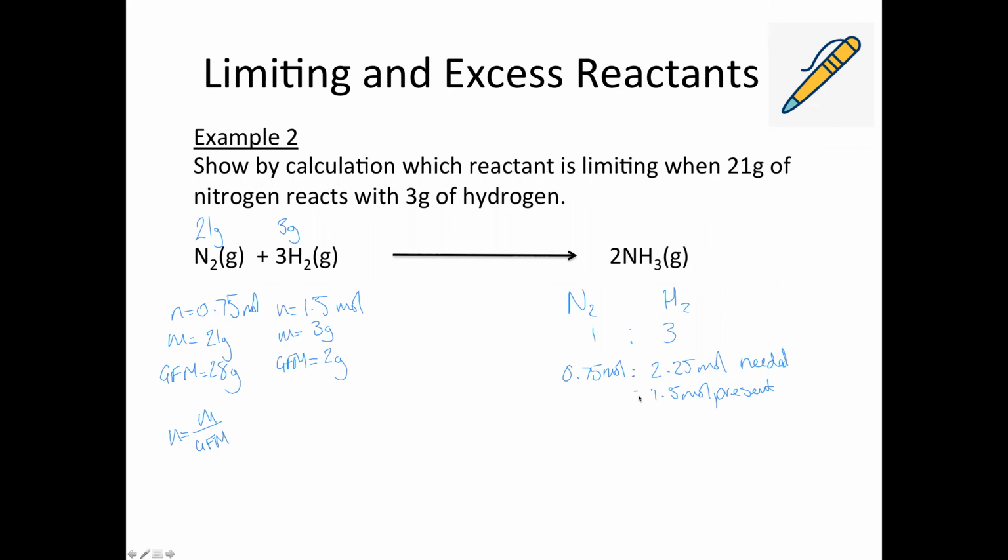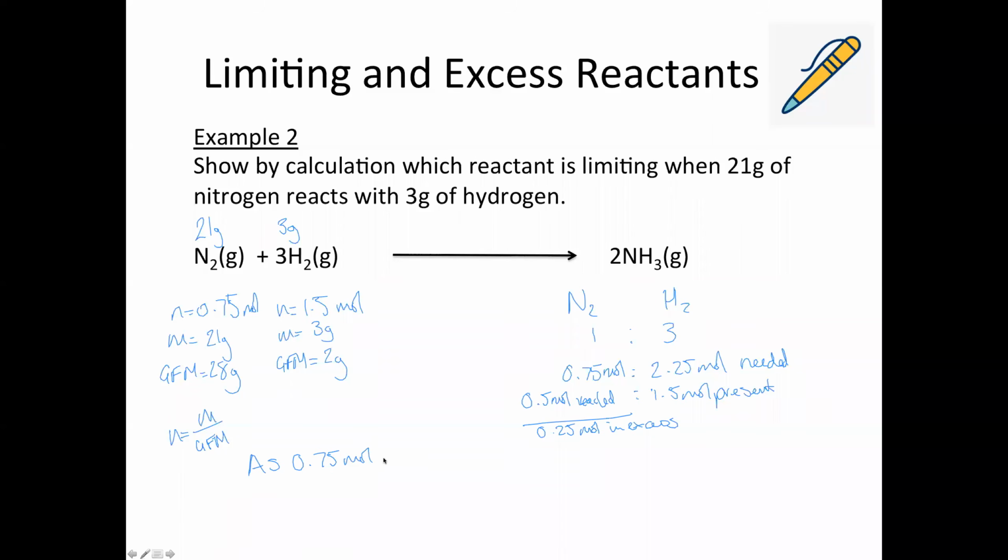So what we can do now is use the ratio to work out how much nitrogen we would then react. So if we're going to fully react the hydrogen, because that's the limiting one, we're only going to need 1/3 of nitrogen, which a third of 1.5 is 0.5. So that's how much would react. So we should have 0.5 moles of N2 reacted, which means we would have 0.25 moles in excess, because we have 0.75 present.